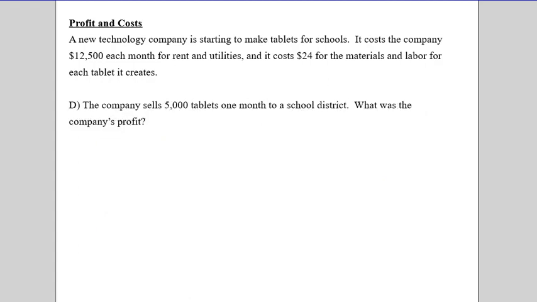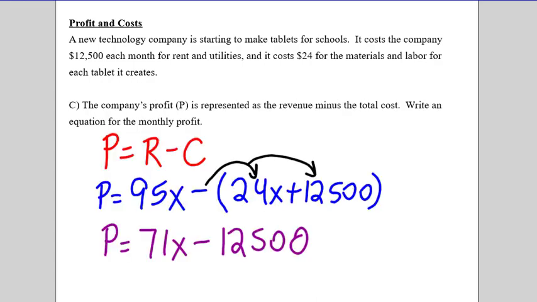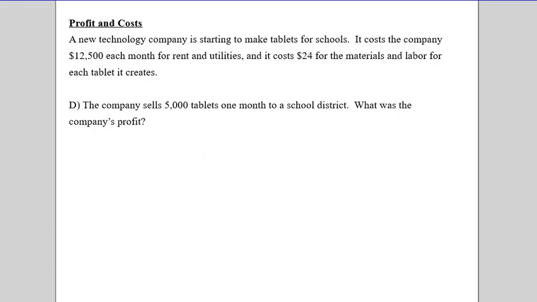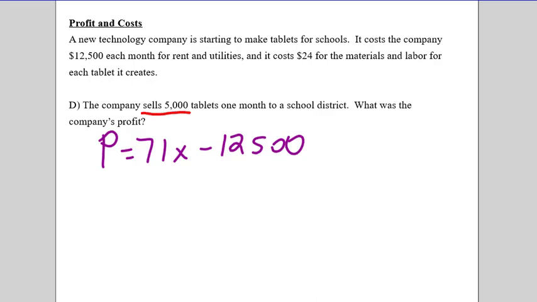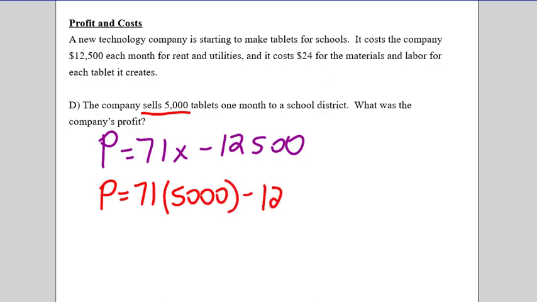All right, so the final question says the company sells 5,000 tablets one month to a school district. What was the company's profit? So let's go back and realize that we have our profit formula. So that was P equals 71X minus 12,500. And X is the number of tablets that were sold. In this case, that's 5,000. So we can substitute that in and find the profit. So that's 71 times 5,000 minus 12,500.